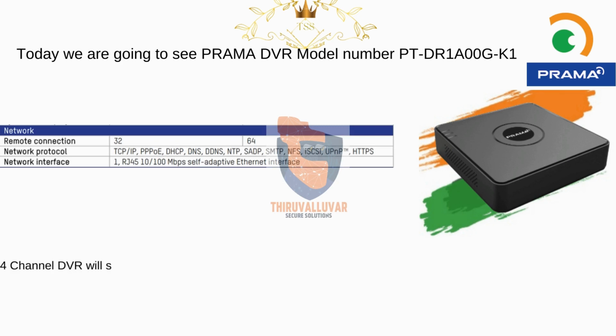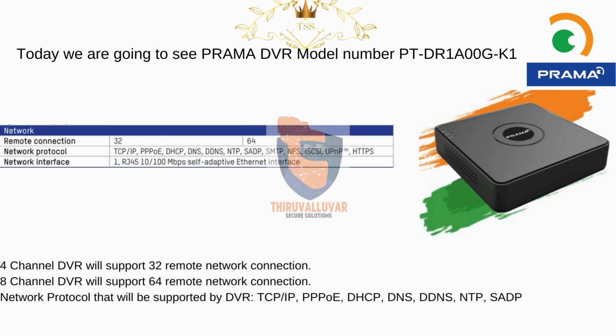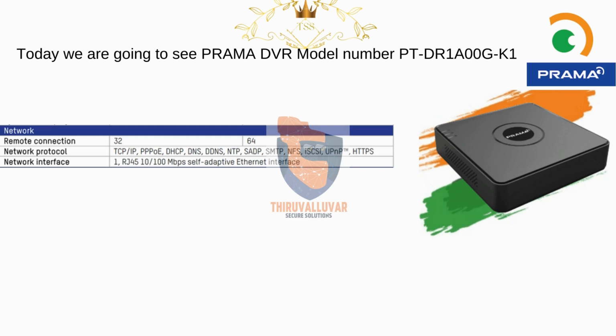4-channel DVR will support 32 remote network connections. 8-channel DVR will support 64 remote network connections. Network protocols that will be supported by DVR: TCP/IP, PPPoE, DHCP, DNS, DDNS, NTP, SADP, SMTP, NFS, iSCSI, UPnP, HTTPS. DVR has 1 RJ45 LAN port which supports 10/100 Mbps self-adaptive.